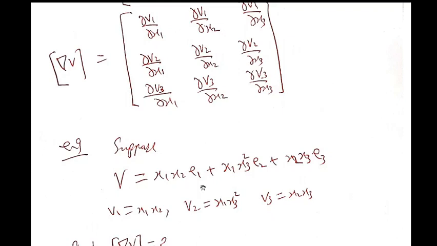So for example, this is the gradient of vector field V. If you have vector V, then you can define its gradient with the help of this 3 by 3 matrix. The gradient of a vector will be a second order tensor. And you know that the gradient of phi is a vector, phi is a scalar, and V is a vector, the gradient of V is a second order tensor.